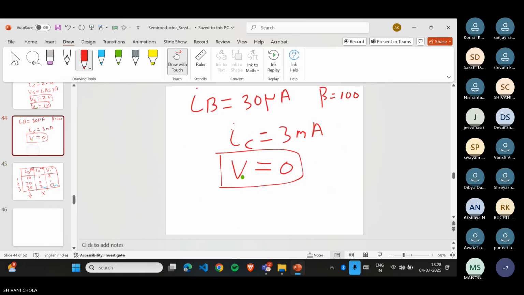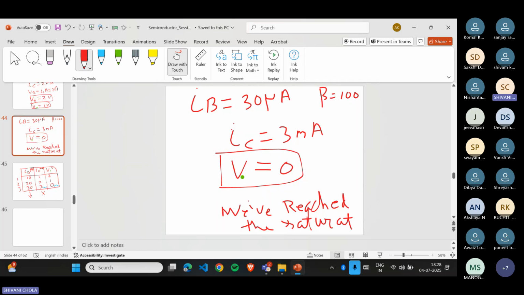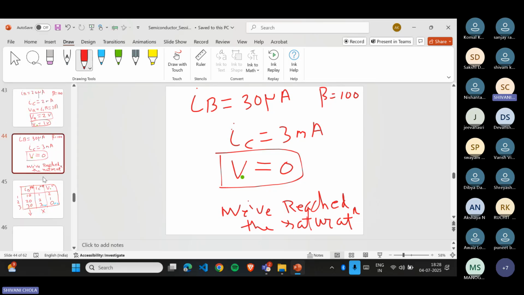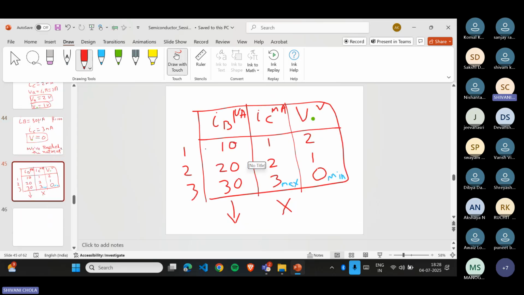Okay. So we have reached the saturation part. Please excuse me for my handwriting. Right. So guys, we discuss two things. First, the cutoff state, and second, the saturated state. Clear?